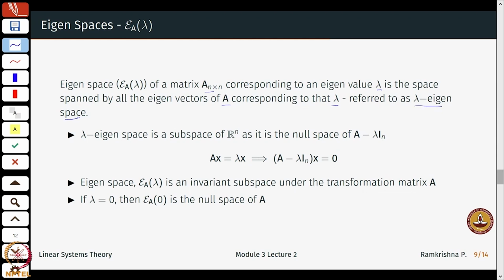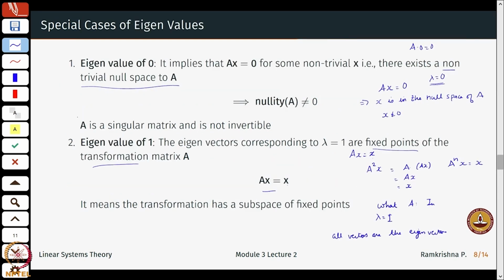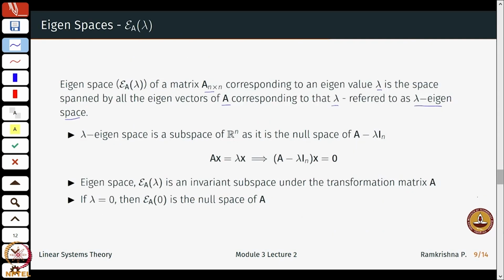In a way, a given lambda or a given eigenvalue can have more than one vector. As a trivial example, look at a 3 cross 3 identity matrix I3 with lambda equal to 1. Any vector in R3 is an eigenvector, but what is the space that they span? They span a 3-dimensional space, and therefore the eigenspace of lambda equal to 1 is just R3. Trivial example, but useful to understand what this statement actually means.